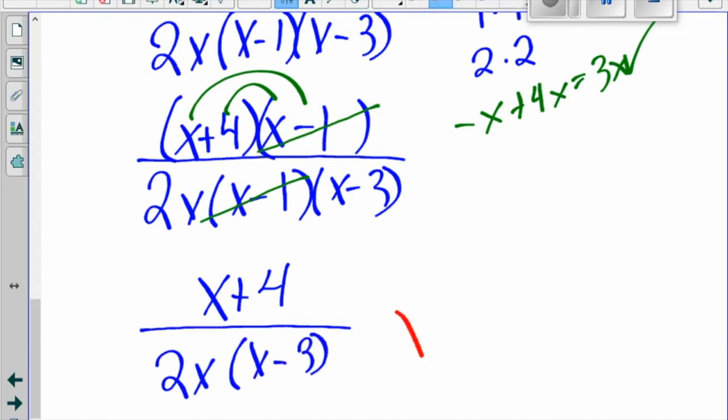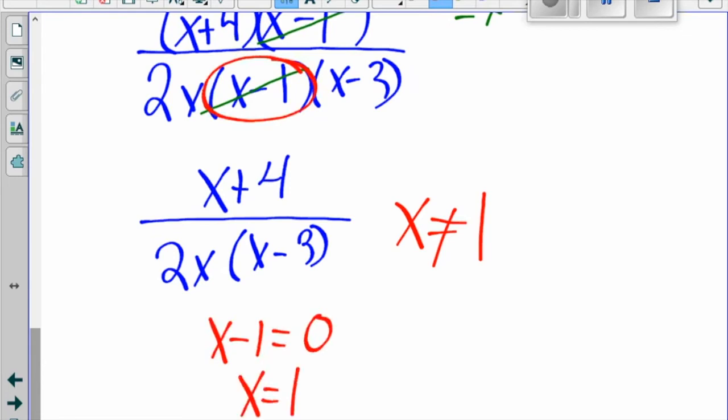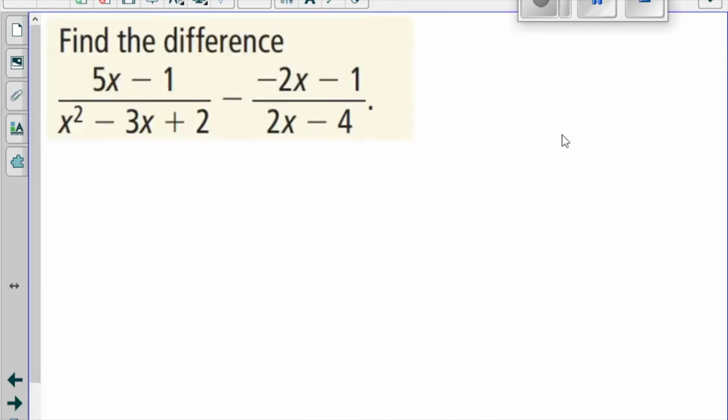And for the first time today, we will have a restriction. And what's our restriction going to be? 1. Because we lost this here, this x minus 1. And when you set it equal to 0 and solve, we'll add 1 to both sides and see that it's 1. So x cannot be 1. And this is where we're going to stop here for today. We'll pick this up tomorrow and get this started here.